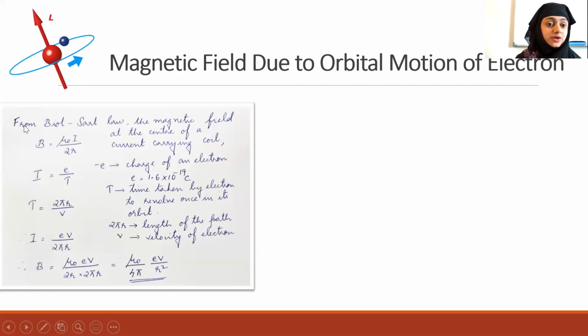Here you can see from the Biot-Savart law, we know that the magnetic field at the center of any current carrying coil is B equal to mu naught I by 2R, where mu naught is the permeability of free space and its value is 4 pi into 10 raised to minus 7, and I is the current through the loop and R is the radius of the circular loop.